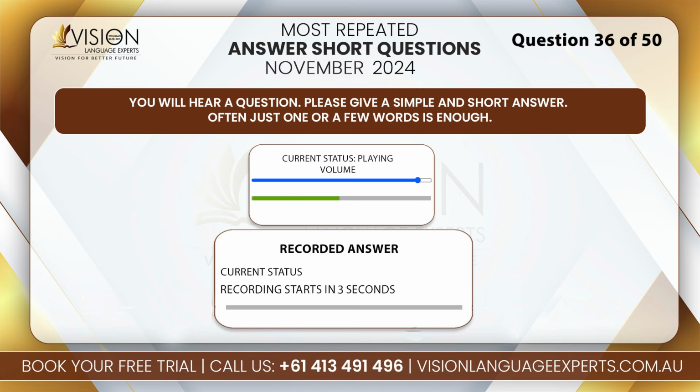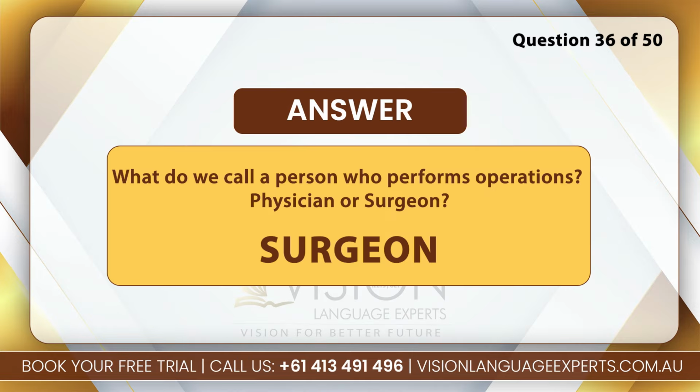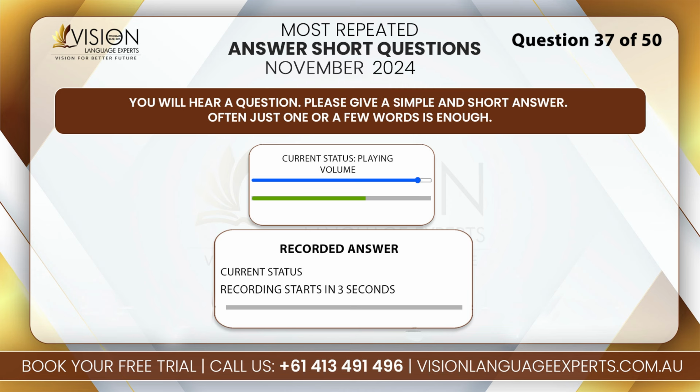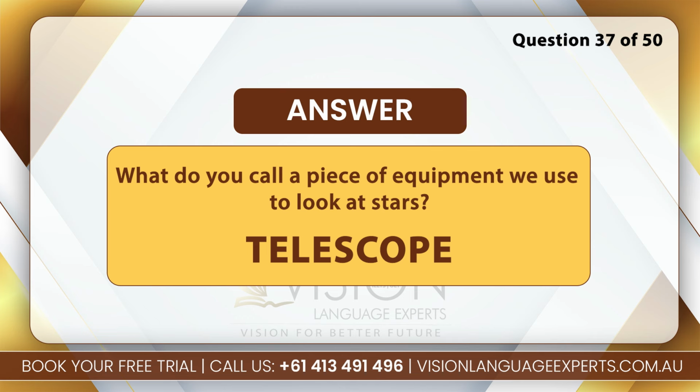What do we call a person who performs operations? Physician or surgeon? Surgeon. What do you call a piece of equipment we use to look at stars? Telescope.